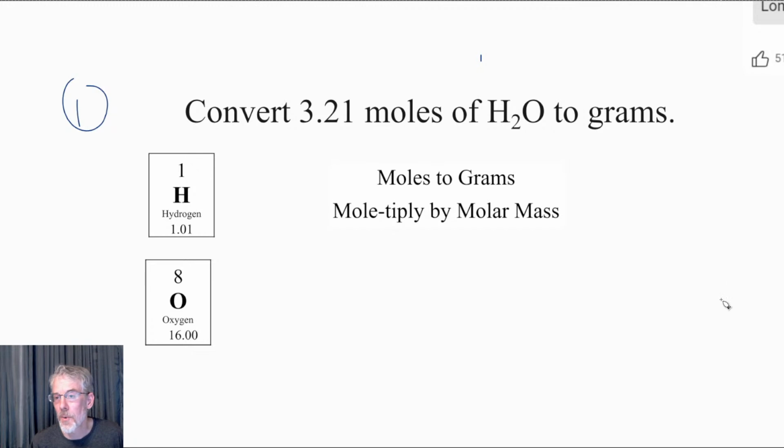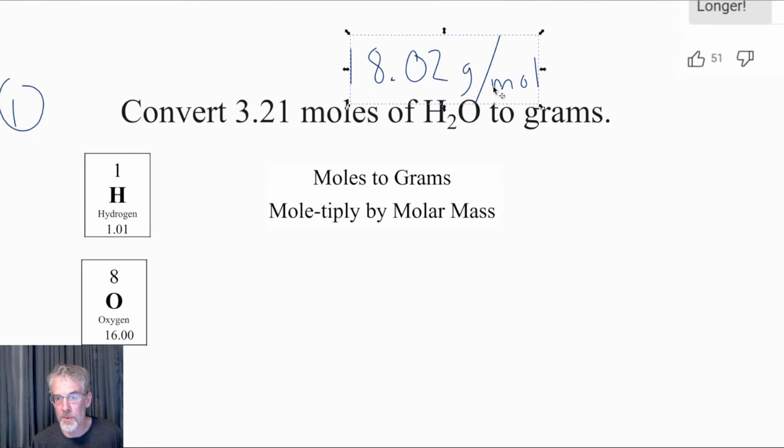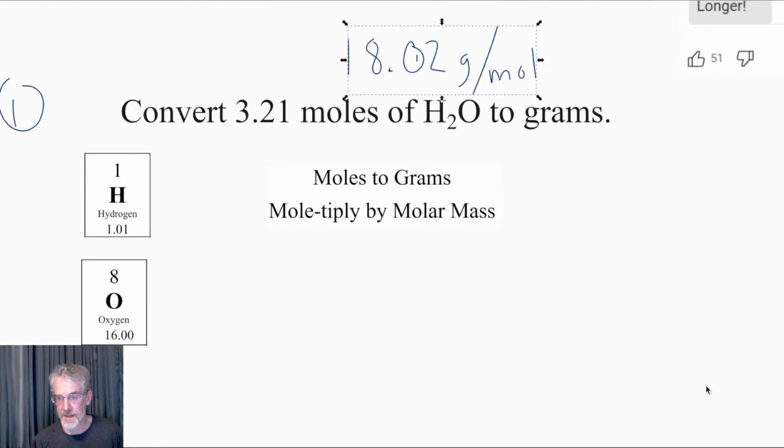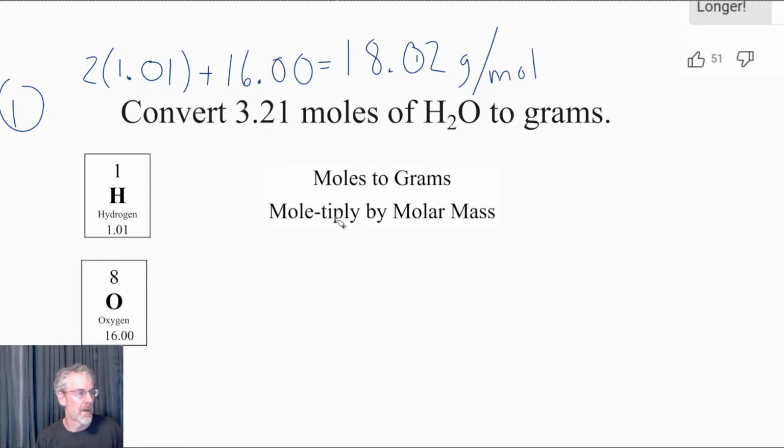All right, so let me give you the molar mass. Here's the molar mass for water. So if you had trouble with molar mass, that's the molar mass for water. Put your answer in the chat when you get this, so I know some folks are doing it. All right, and that's where this came from.